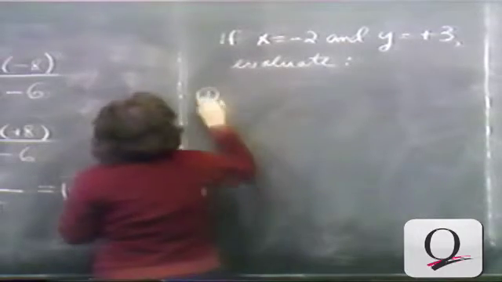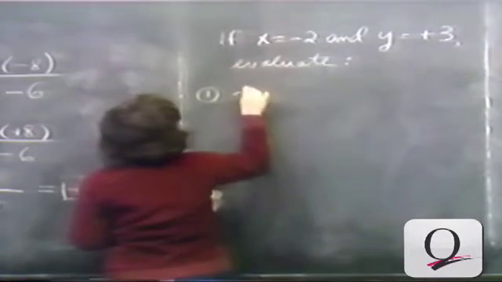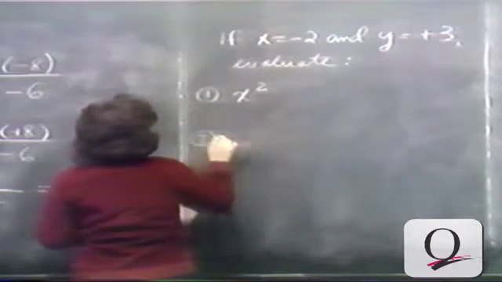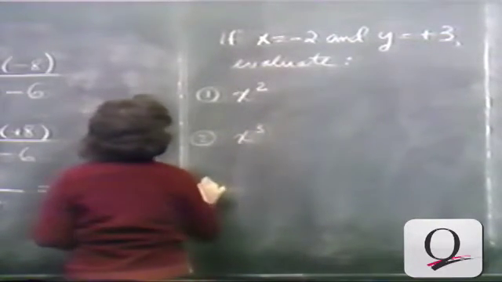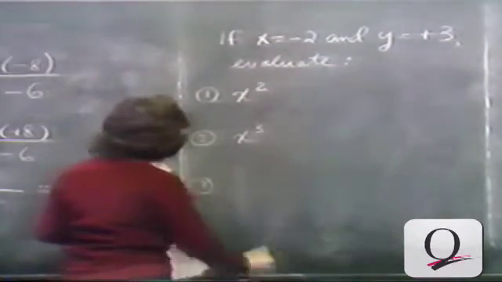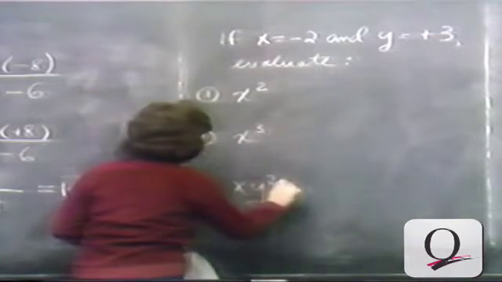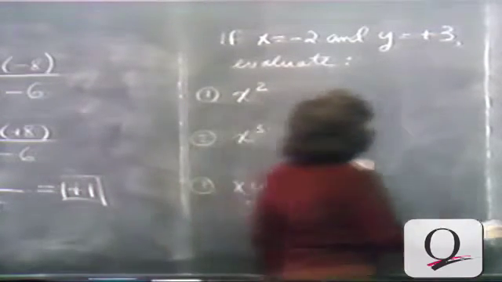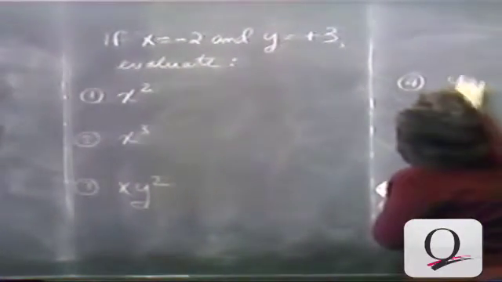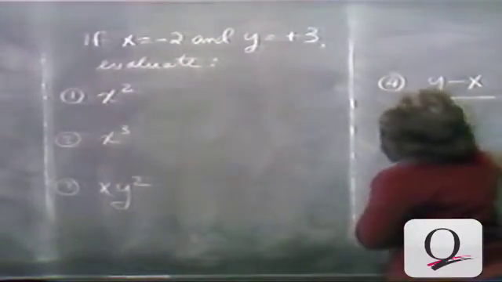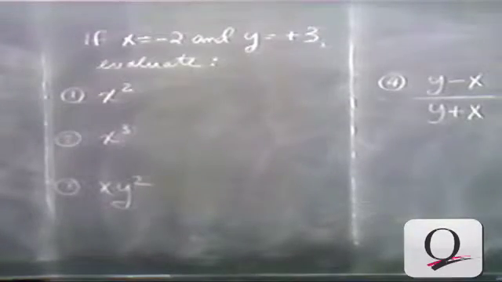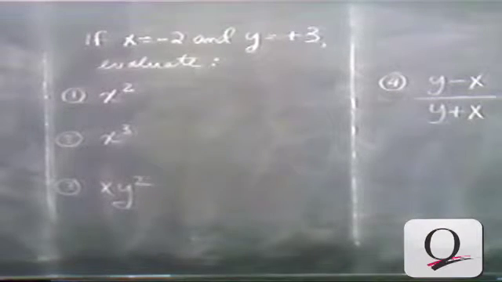Okay. First problem, x squared. The second problem, x cubed. The third problem, xy squared. And the fourth problem, y minus x over y plus x. Work these problems out on your own. You can shut off the videotape machine and come back as soon as you're finished.